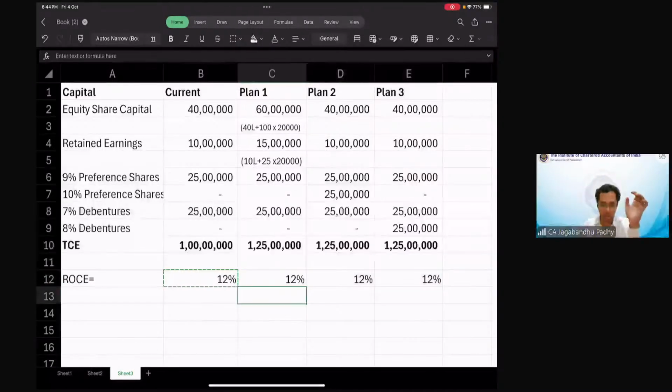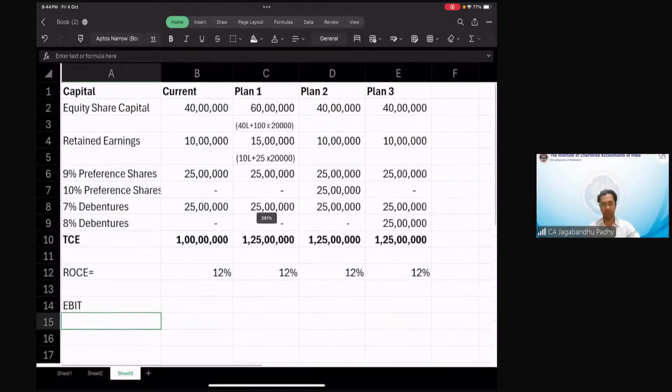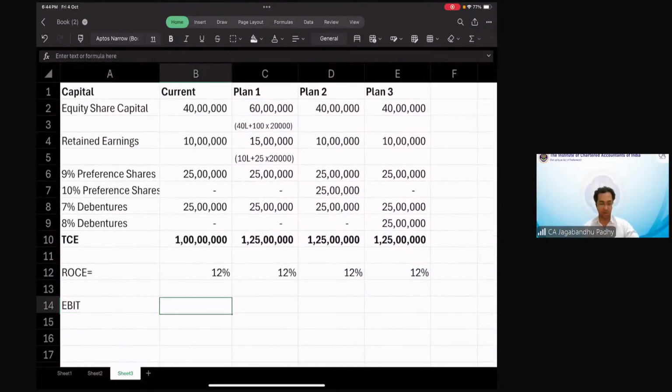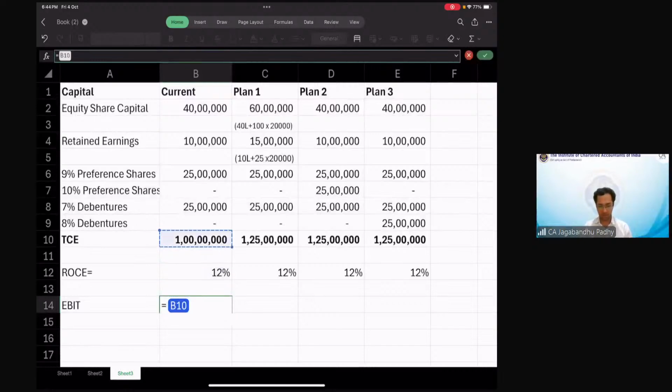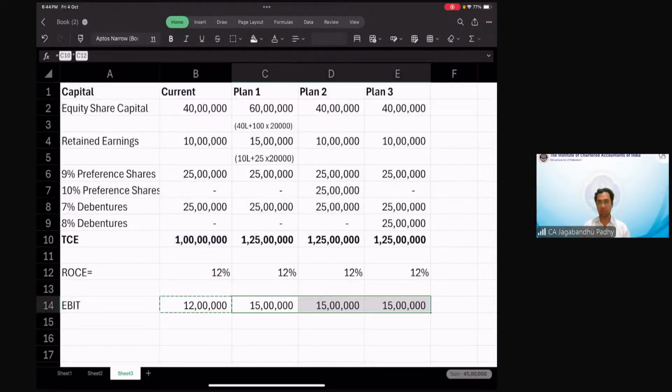So based on return on capital employed, can you tell me what will be the EBIT? Based on return on capital employed, can you tell me what is the EBIT? Earlier, we were having an EBIT of 12 lakh, but now in the subsequent years, subsequent plans, we're going to have an EBIT of 15 lakh.